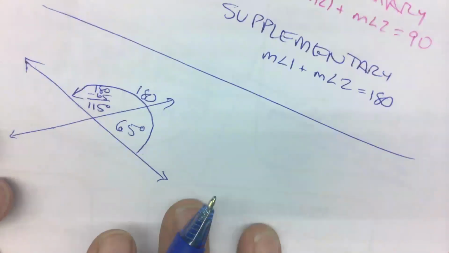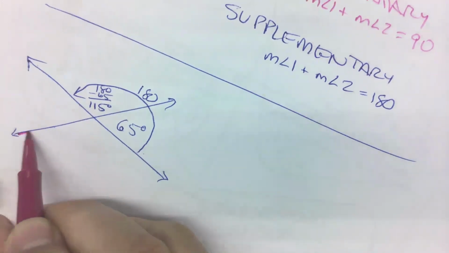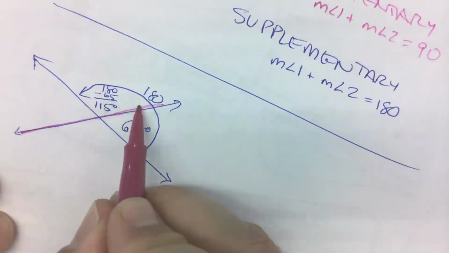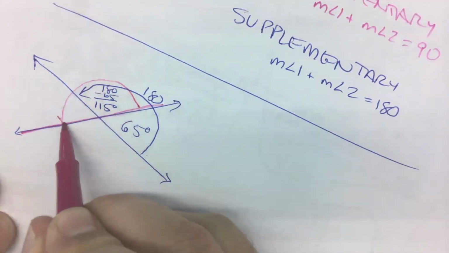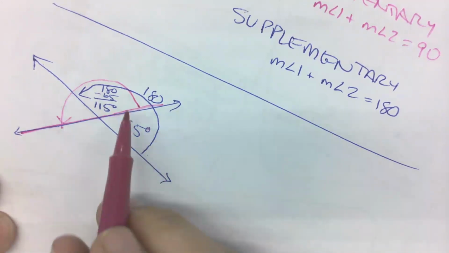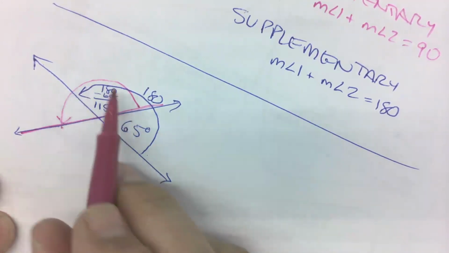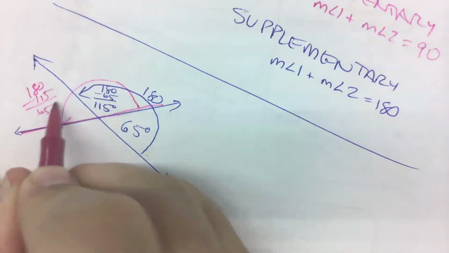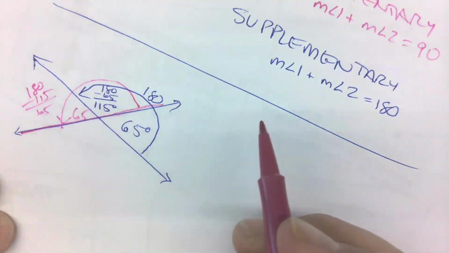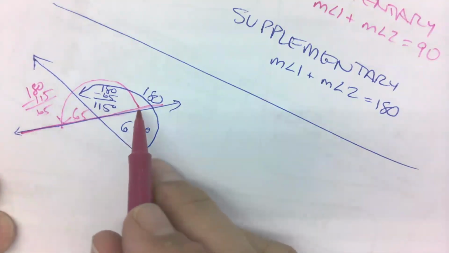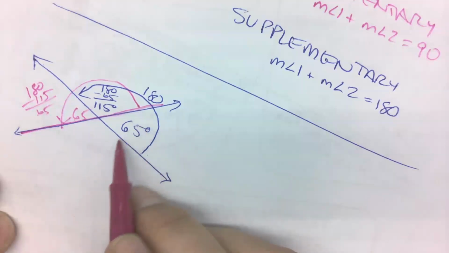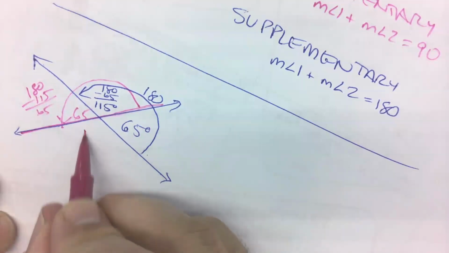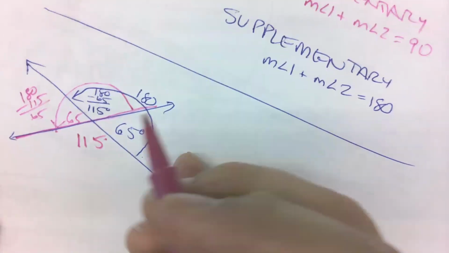Now let's turn our paper a little bit. Is this also a straight line? Yeah. So what's true about this 115 and this angle over here? Don't these also add up to 180? So if I do 180 minus 115, I get 65. So this one's 65. And then could I look at this side? Isn't this also 180? So if this is 65, how much is this one? 115.